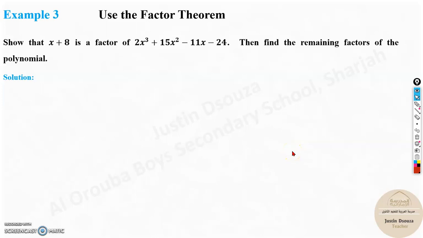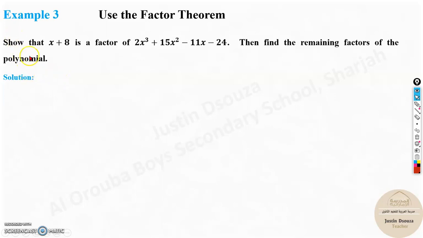The last topic in this lesson is the factor theorem. We will be using the factor theorem to solve this. Show that x plus 8 is a factor of 2x cubed plus 15x squared minus 11x minus 24. Then find the remaining factors of the polynomial.